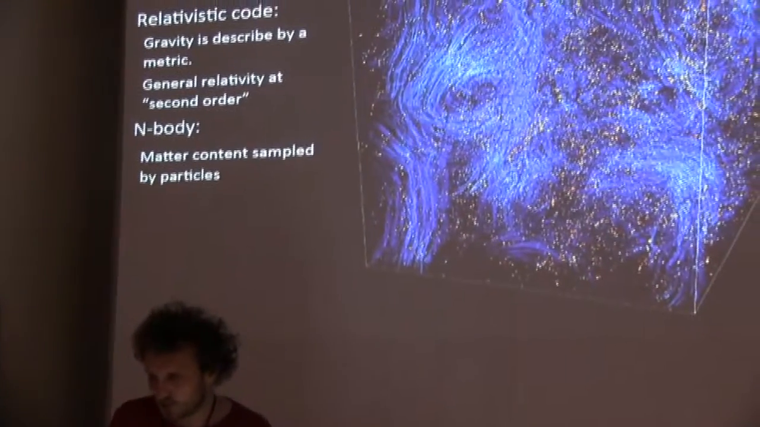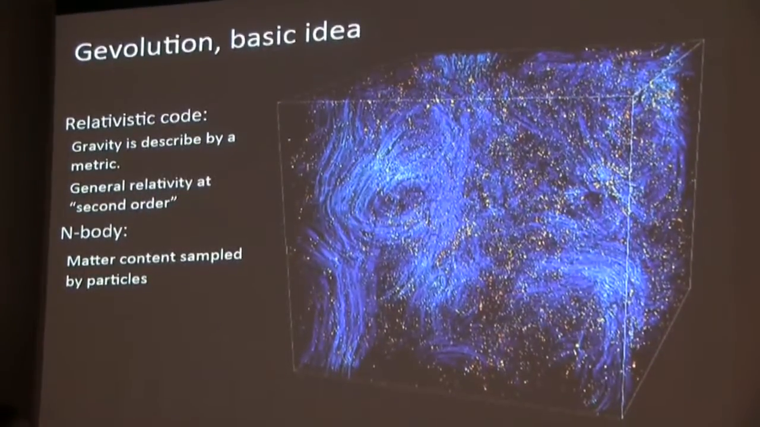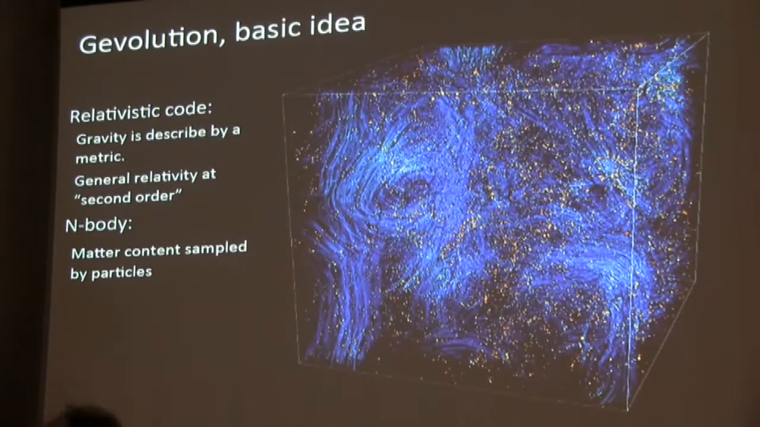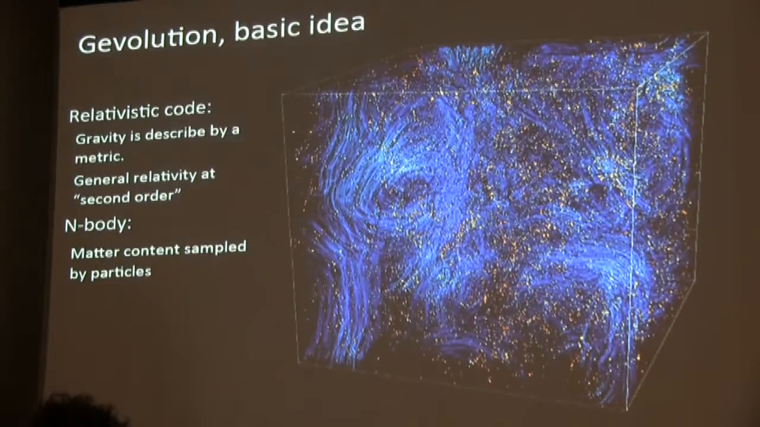So let's move to Gevolution. It's basically a relativistic code, and I would say it's not really a post-Newtonian code because gravity is really described by a metric. You don't have a direct force particle to particle. You really have the particles sourcing the deformation of the metric, and then the particles evolve on that metric following a geodesic equation. It's an N-body code because the dark matter is sampled by particles.